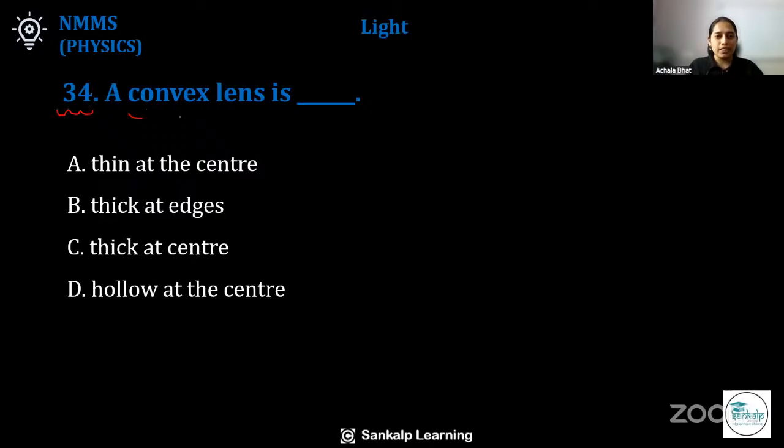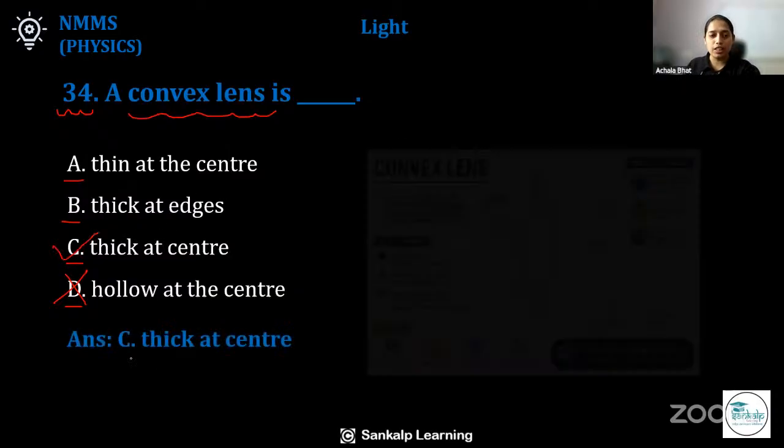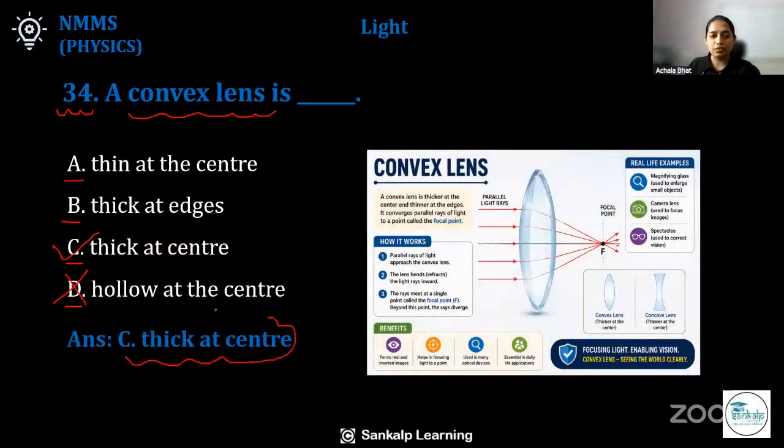A convex lens is dash. A. Thin at the center. B. Thick at edges. C. Thick at center. D. Hollow at the center. No, this is wrong. Okay. Thick at center. Yes, correct. Option C is correct.